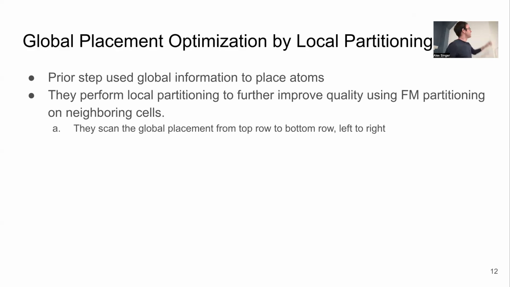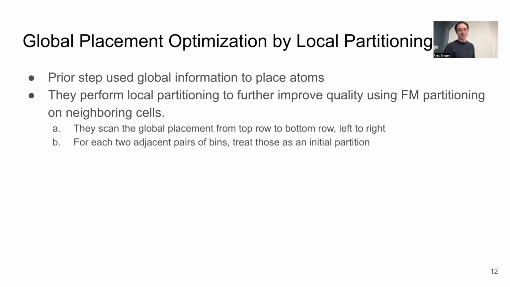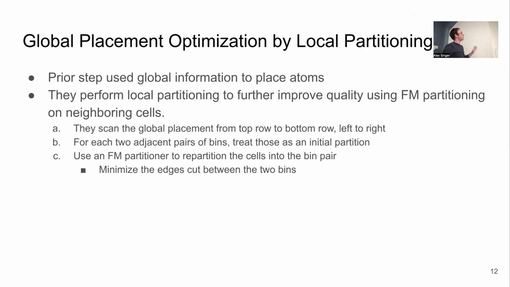So how do they do this? They scan the global placement from the top row to the bottom row, from left to right. Then for each two adjacent bins, they treat those as an initial partition. So I have my two bins, I have my initial partition, and now I'm going to use the FM partitioner to repartition the cells along the cut line by minimizing the edges cut between the two bins, subject to the bin capacity and row size constraints.